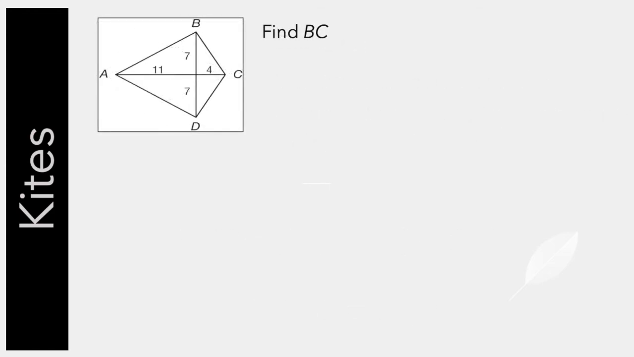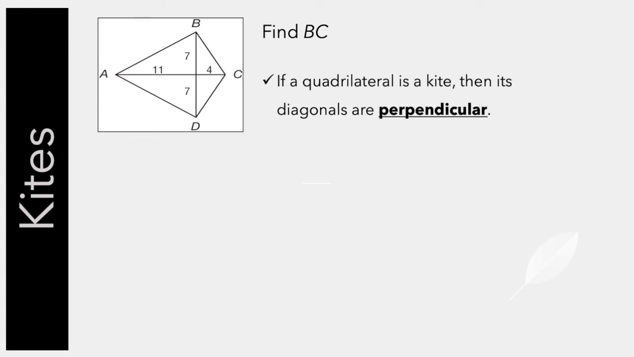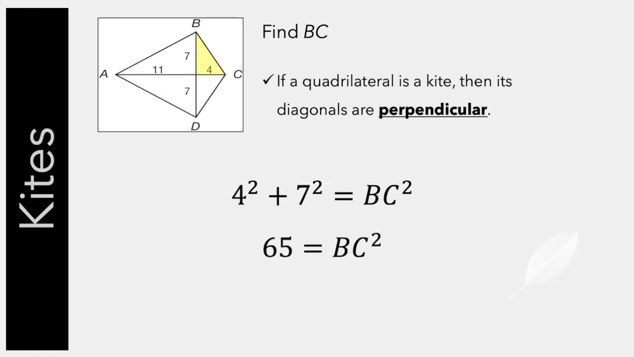In this last one, we need to find BC. We're given some measurements in the diagonals, and we know that the diagonals are perpendicular, which means BC becomes the hypotenuse of a right triangle. We can now use the Pythagorean theorem to solve for BC. 4 squared plus 7 squared equals BC squared. 65 equals BC squared. If you take the square root of both sides, you get that BC is the square root of 65.